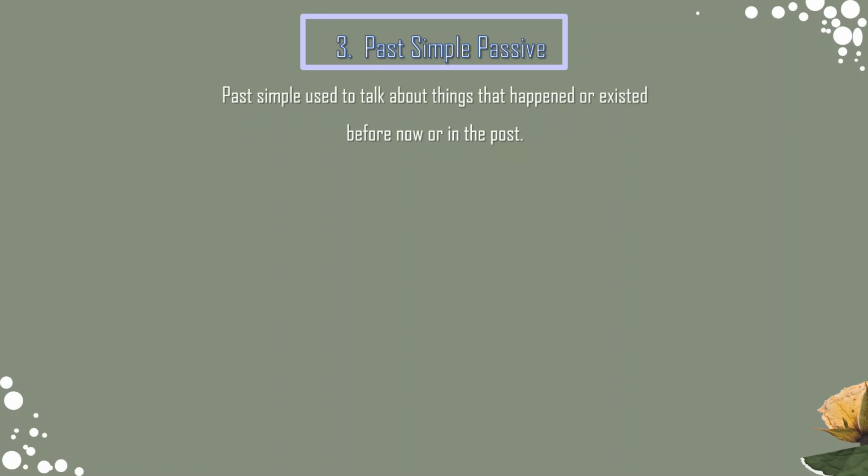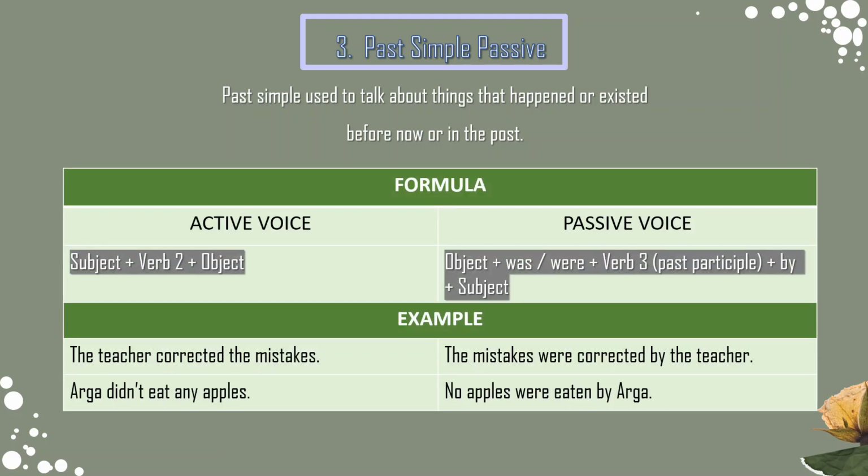Next, past simple passive. Past simple is used to talk about things that happened or existed before now or in the past. And this is the formula. Active voice formula: subject plus verb 2 plus object. Passive voice formula: object plus was or were plus verb 3 or past participle plus by plus subject. And this is for the example.